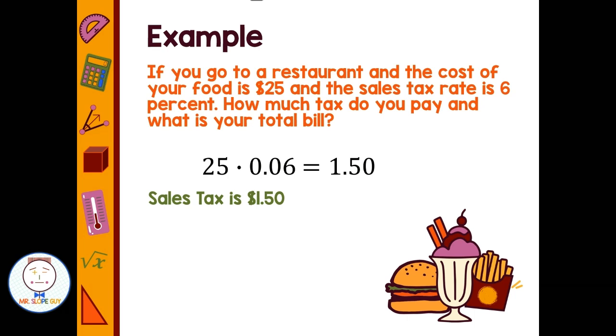Now, they're still going to want us to pay the $1.50 in tax, but for the food as well. So if we add our $25 in food plus our $1.50 in sales tax, our total bill would be $26.50. So sales tax is a type of markup where we're adding that $1.50 to the purchase of the $25 in food. So we'd be expected to pay $26.50.